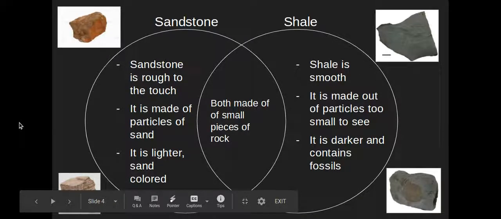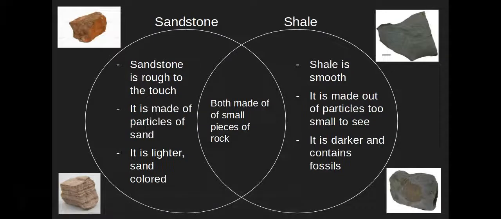And we know that sandstone, when we hold it in our hands, is rough, it's scratchy, it's like sandpaper, it's like grip tape on a skateboard. It has a specific feeling to it. And you know it's made out of sand, that's why it's called sandstone. And it's lighter colored. It's got maybe a red to it, a tan to it, because it's the color of sand.